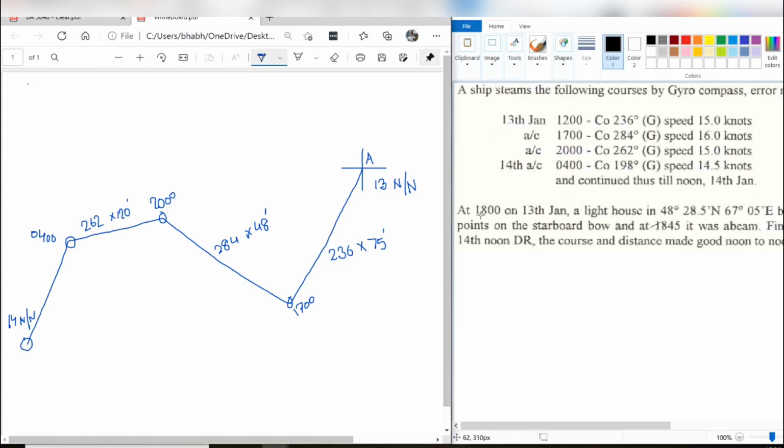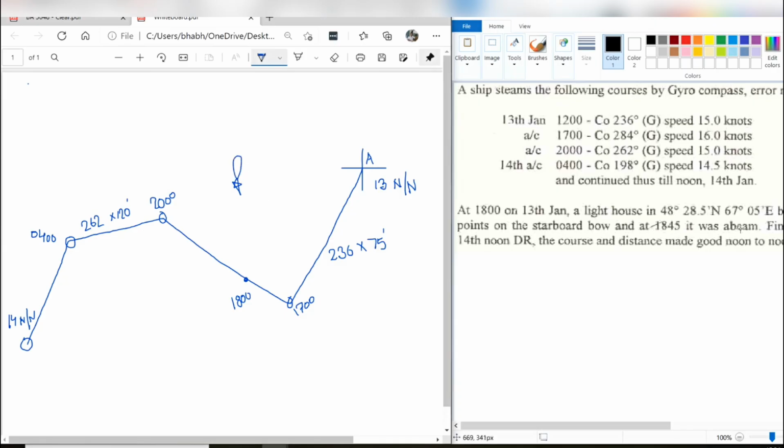Now it says at 1800 hours on 13th January, a lighthouse in this particular location bore 4 points on the starboard bow. Okay, now I'll have to show this lighthouse here. At 1800, our ship is going to be somewhere here. I'm just making a rough diagram so you can mark it anywhere. And at 1800, a lighthouse appears 4 points on the bow. Let's say the lighthouse is here.